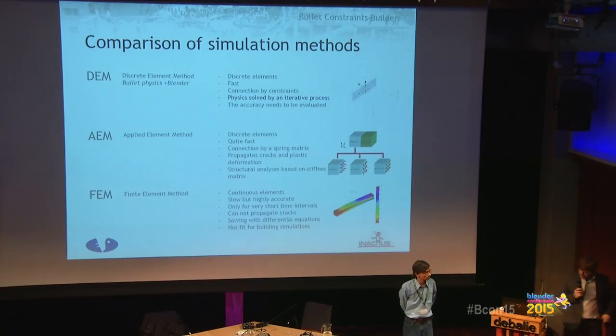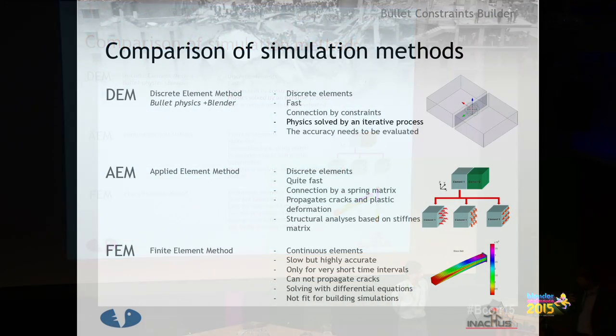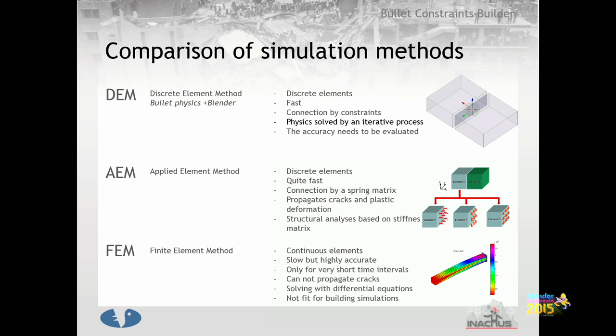The working group that Laurea and Kai and I are now involved in researches and optimizes the use of 3D software to simulate building collapse. We are comparing three different simulation methods in this group. The discrete element method, which is covered by Blender and its integrated Bullet physics. Then we have the applied and finite element method.